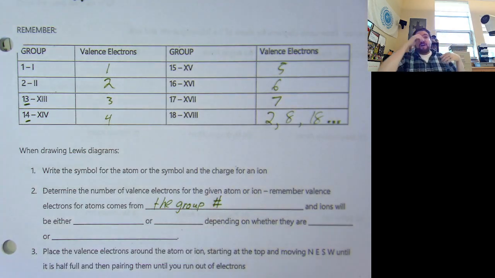Positive ions. When an ion becomes positive, what does it have to do to become positive? Lose. It gives them up. And if you look back to what we did, what does it give up? It gives up the entire outer shell. What are the ones that we just drew?